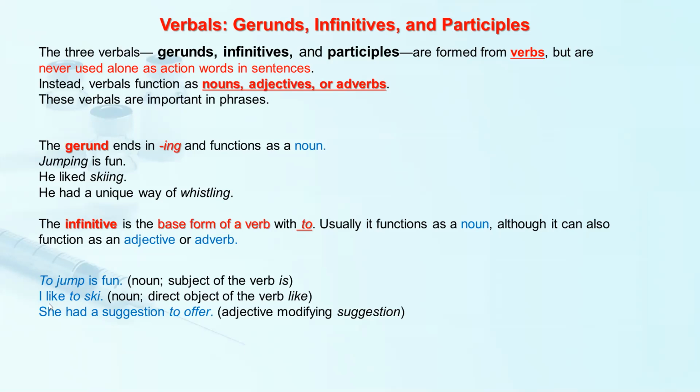I like to ski. To ski is a noun, a direct object. I is the subject, like is the main verb, and to ski is the object of the verb like. The last one: she had a suggestion to offer. To offer is an adjective modifying the suggestion.